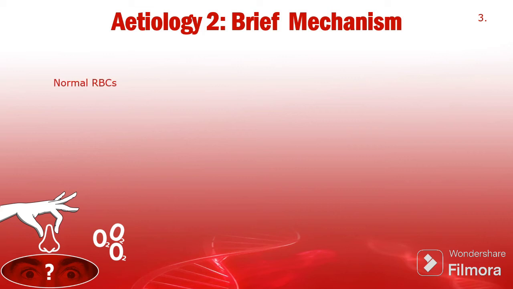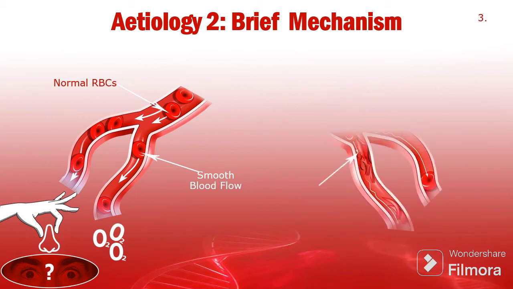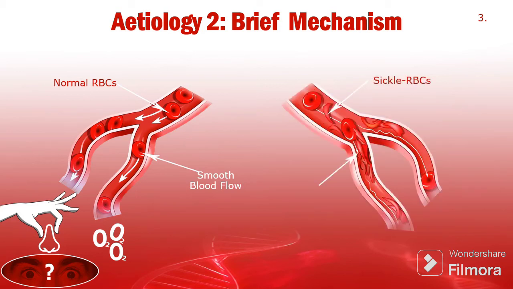Normal red blood cells exhibit remarkable flexibility, allowing them to easily flow through the smallest blood vessels. However, in the case of sickle red blood cells, their rigid and sticky nature impedes their smooth flow. They tend to clump together, forming blockages that obstruct the flow of blood. This reduces the supply of vital oxygen to tissues and organs within your body.